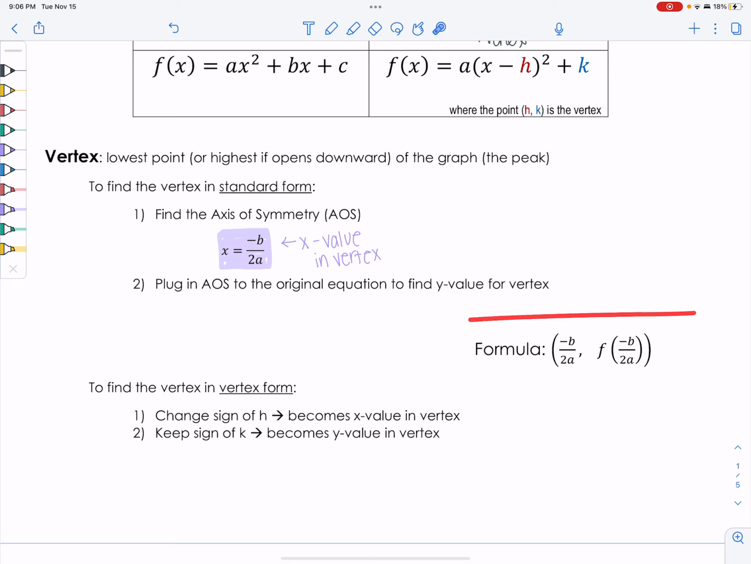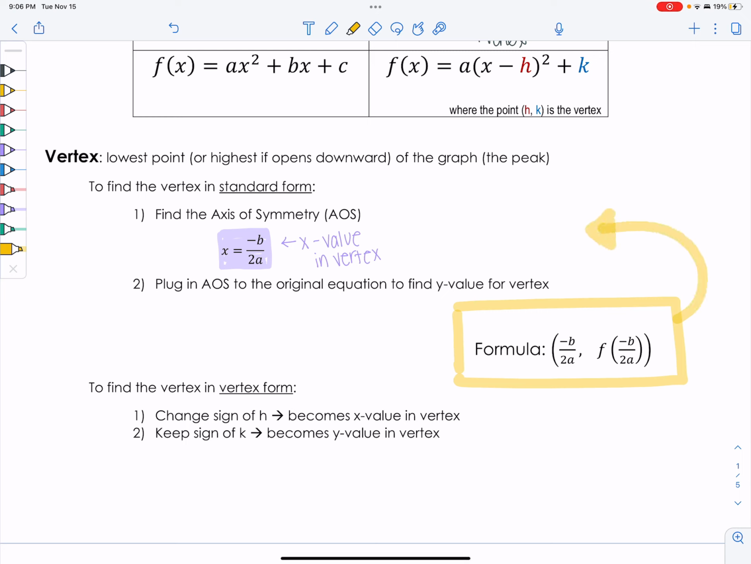So here's the formula. That probably doesn't mean much to you, so here's what the formula actually means. You do need to know this, but here is the application. How do you do that? You find negative b over 2a. That's the x value. And then you plug that into the formula, and that's going to give you the y value.